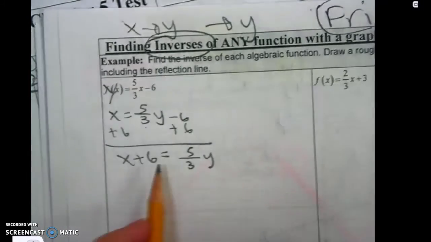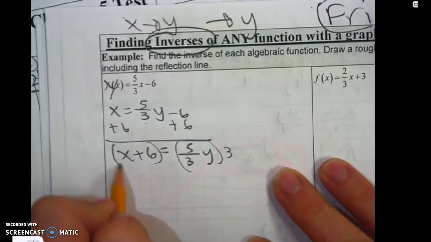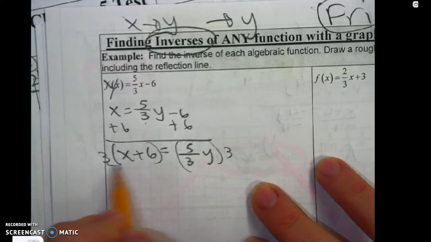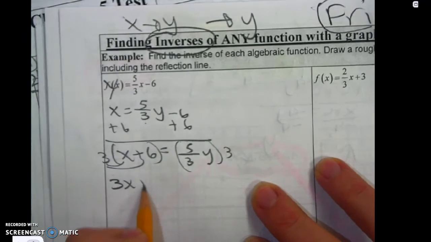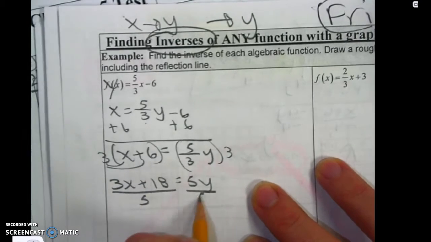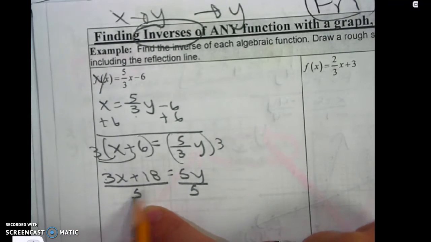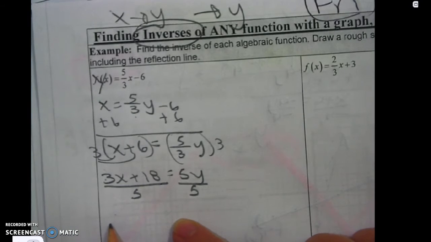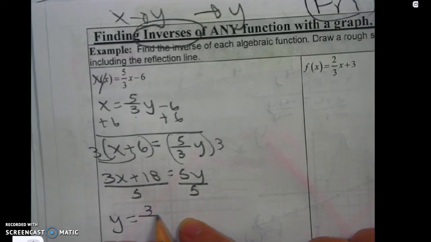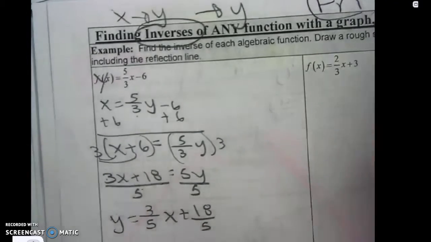Then multiply. You can either multiply by the reciprocal, multiply by 3, and then divide by 5. That might be easier. Distribute, distribute. And then divide by 5. And then now, remember, I've got to divide it to both. So y equals 3/5 x plus 18/5. I can't simplify that, so I'm good.